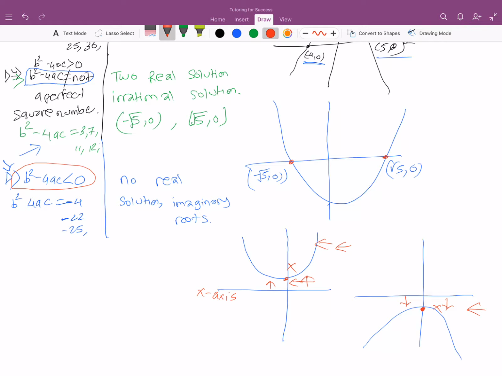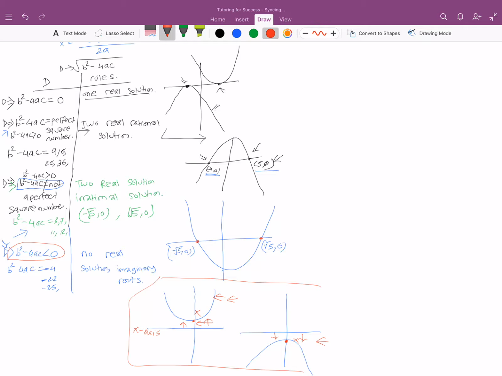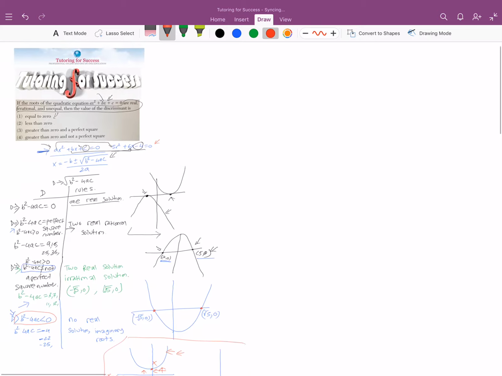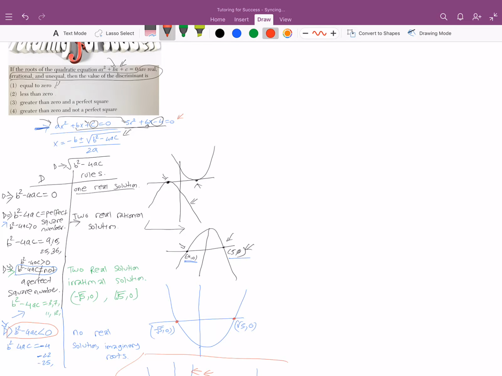If I want to see in terms of graph, some of you may be visual learners, you want to see what it looks like, and this is what it looks like right here. Okay, and we have 4 rules we just developed. First rule equals 0, second rule perfect square number, third is greater than 0 but not a perfect square number, and the fourth is less than 0. So we have developed all the rules. These are the 4 essential rules you need to remember.